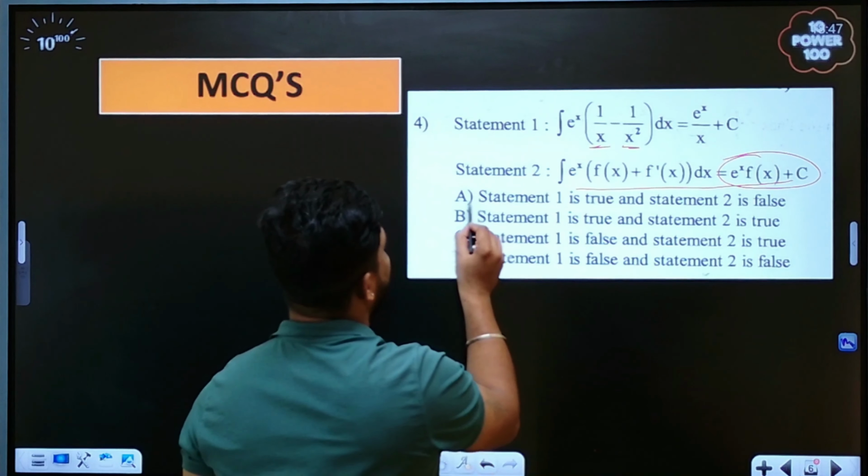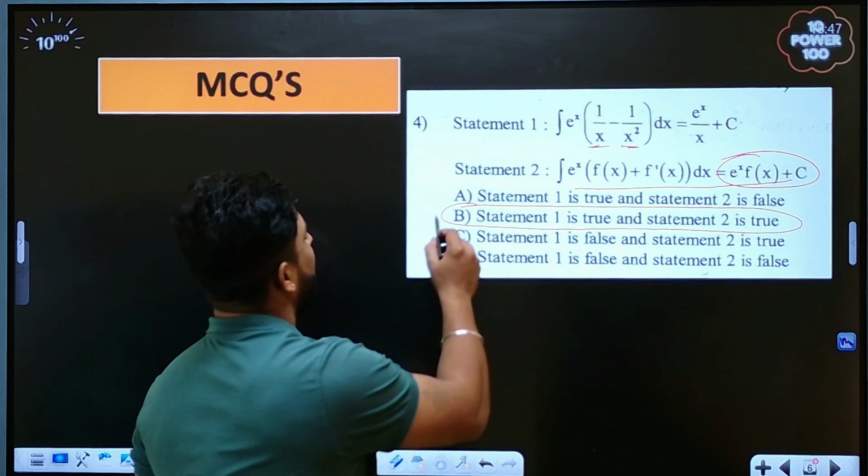Statement 1 and statement 2 both are correct, and statement 2 can be the reason for statement 1. Okay, anything we can do. That's not given here, but I'm just saying. So option B, both are correct.